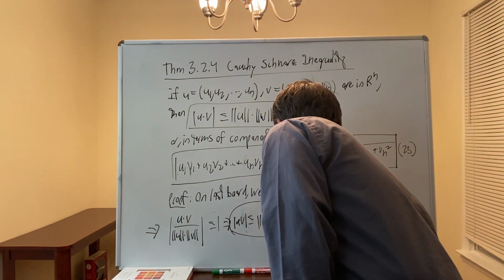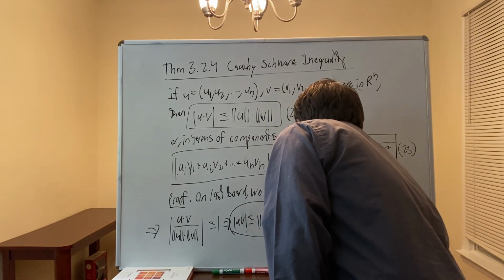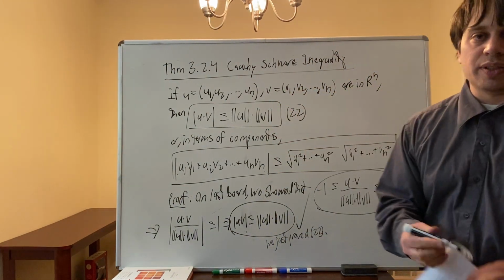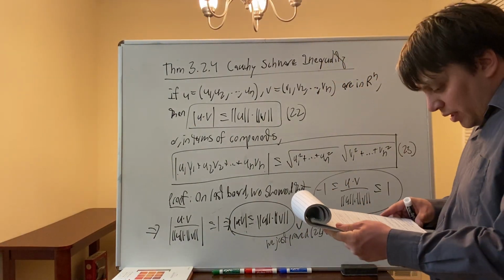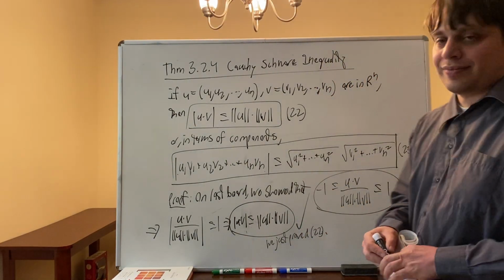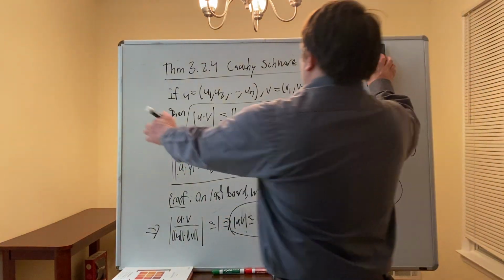Yeah, we just proved equation 22, inequality 22. Okay. So that's theorem 3.2.4, the Cauchy-Schwarz inequality.